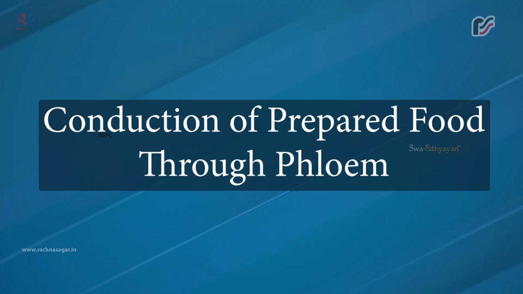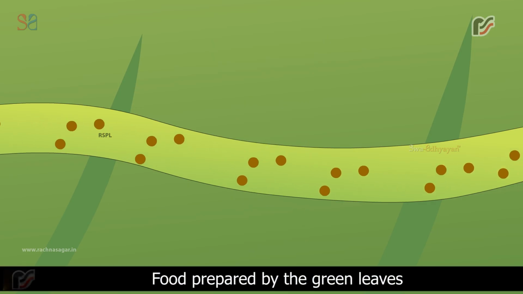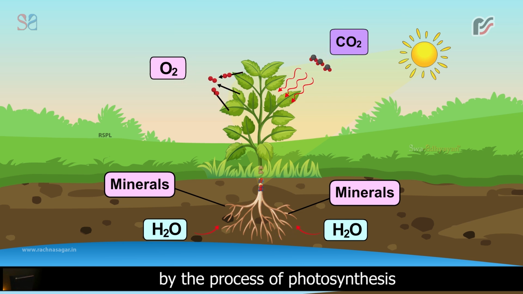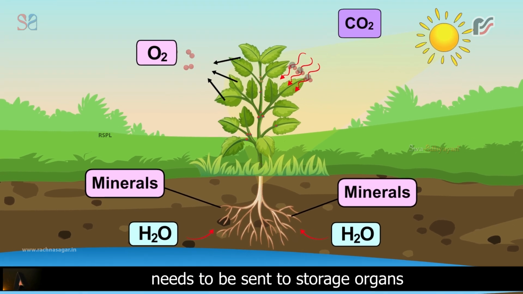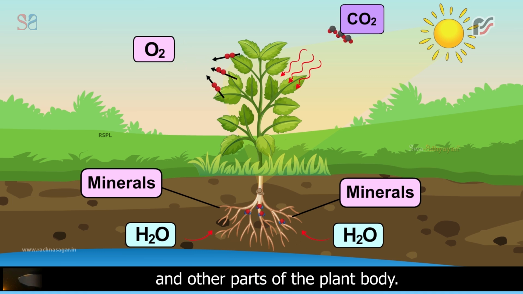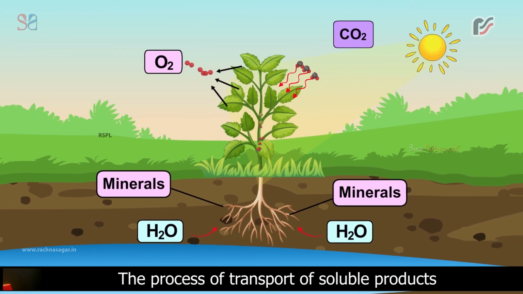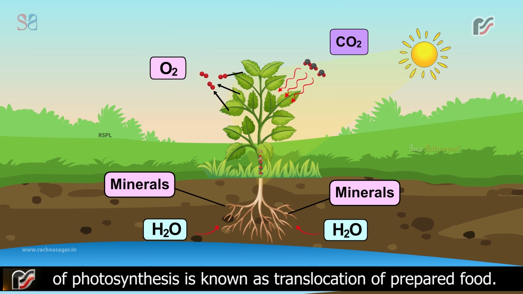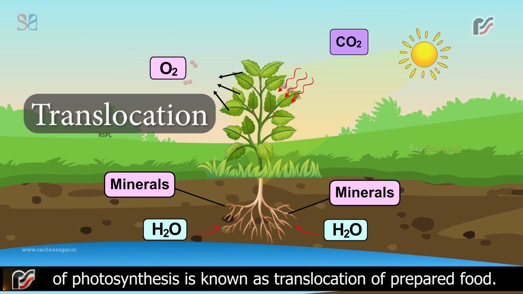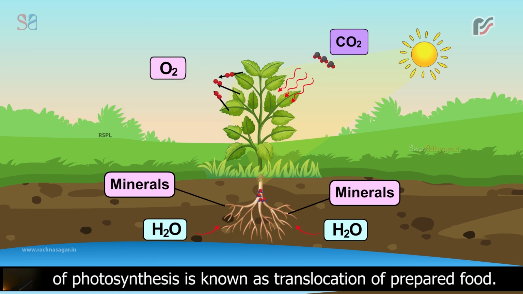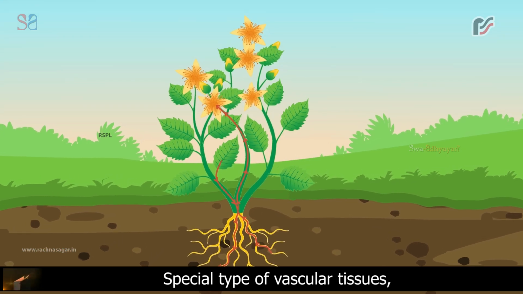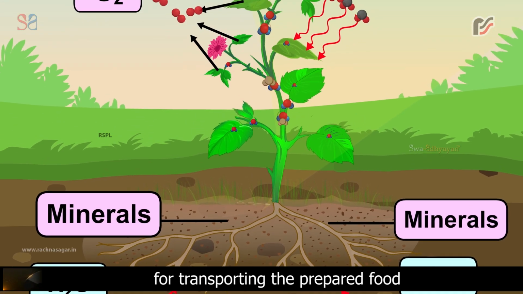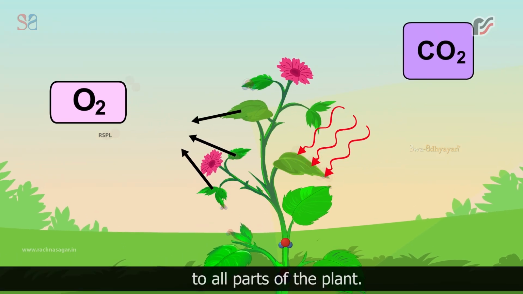Conduction of prepared food through phloem. Food prepared by the green leaves by the process of photosynthesis needs to be sent to storage organs and other parts of the plant body. The process of transport of soluble products of photosynthesis is known as translocation of prepared food. Special type of vascular tissues, the phloem is responsible for transporting the prepared food to all parts of the plant.